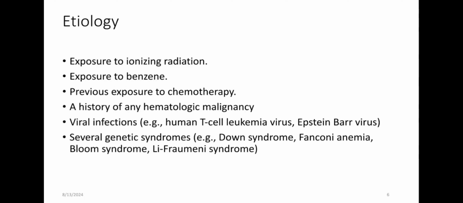Viral infections such as infection with human T-cell leukemia virus, which is HTLV, and Epstein-Barr virus are linked with subtypes of acute lymphocytic leukemia. Then several genetic syndromes such as Down syndrome, Fanconi anemia, Bloom syndrome, and Li-Fraumeni syndrome are associated with an increased risk of acute myeloid leukemia and acute lymphocytic leukemia.